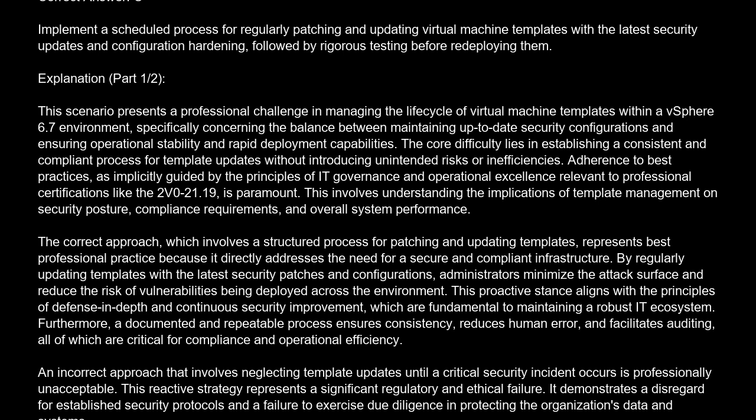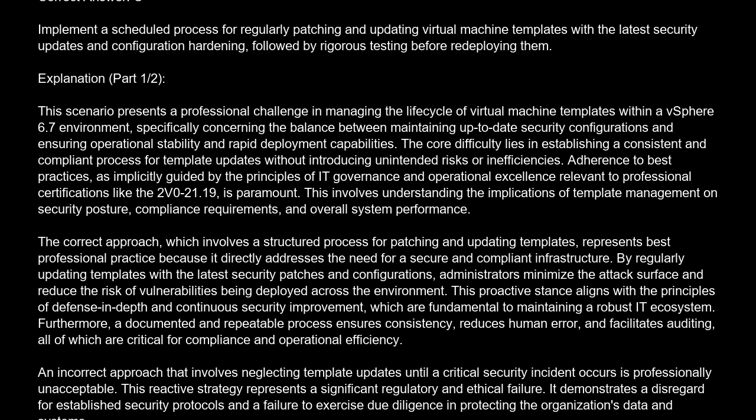The correct approach, which involves a structured process for patching and updating templates, represents best professional practice because it directly addresses the need for a secure and compliant infrastructure. By regularly updating templates with the latest security patches and configuration, administrators minimize the attack surface and reduce the risk of vulnerabilities being deployed across the environment.